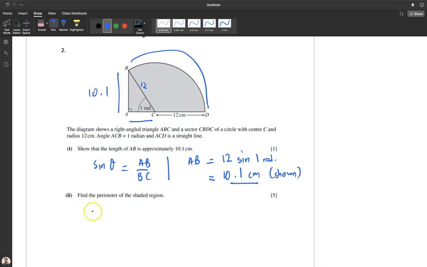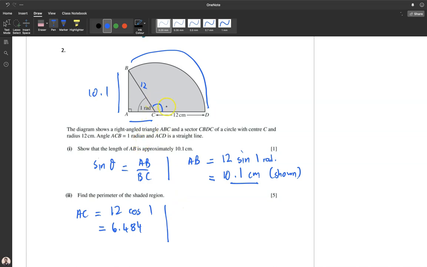First of all, let's find AC. Using basic trigonometry, you will end up with 12 cos of 1, which is equivalent to 6.484. Just use trigonometry, I'm not going to go into details. And the next is I need to find the angle.